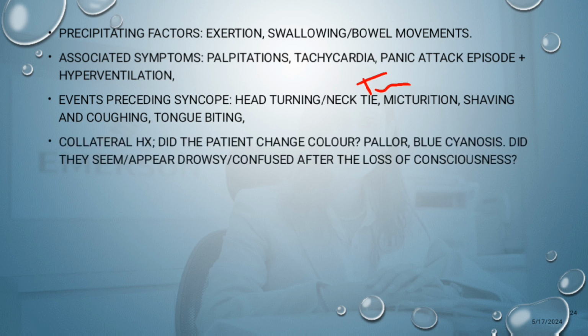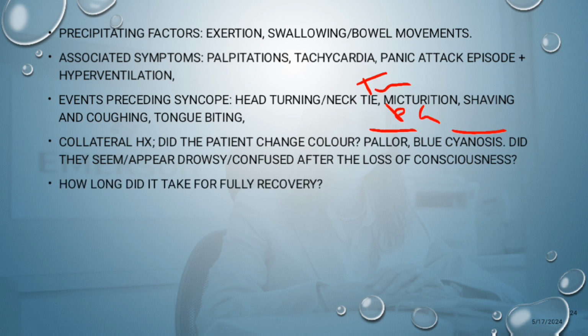Okay, then for the collateral history, did the patient change color? On history, you don't have to ask for any color. You can just say, was the patient pale? Did the patient turn blue? Since someone can recognize cyanosis, since we're asking someone else, did they look pale? Did they turn blue at some point? Or did they appear drowsy or confused after the loss of consciousness?